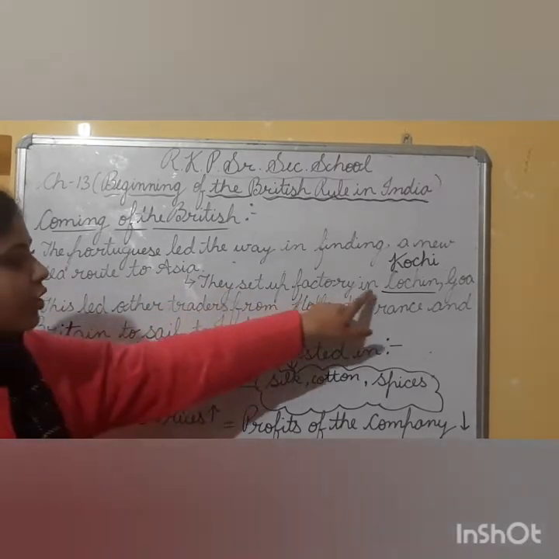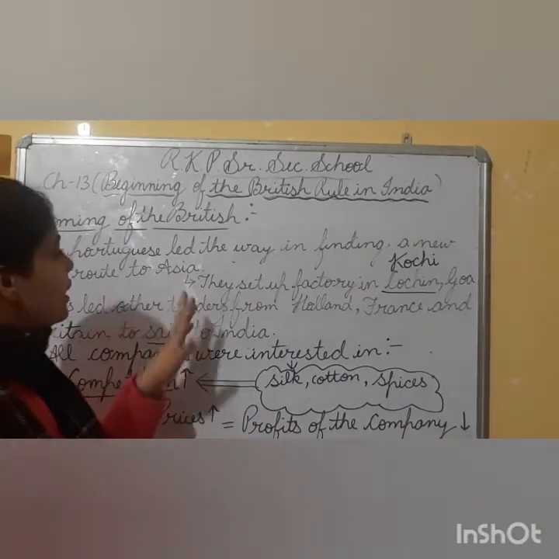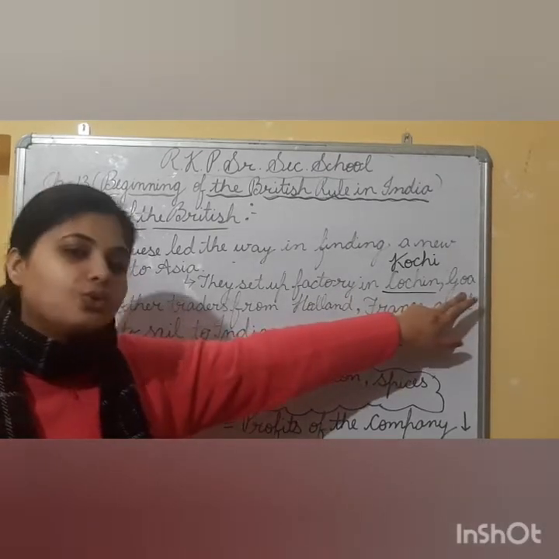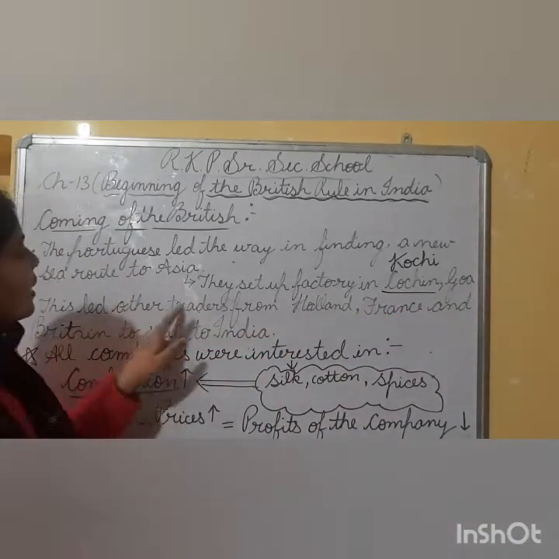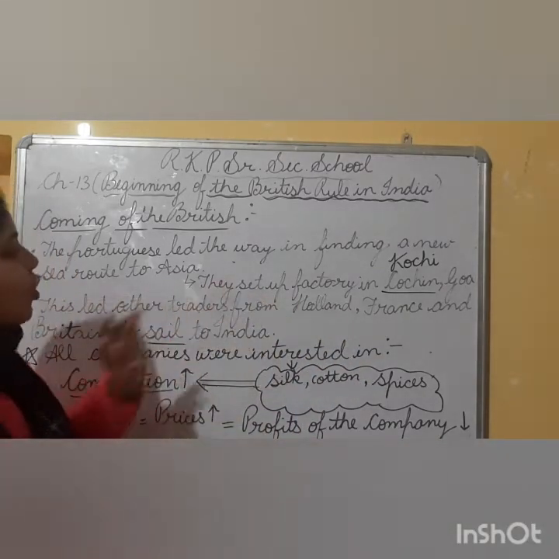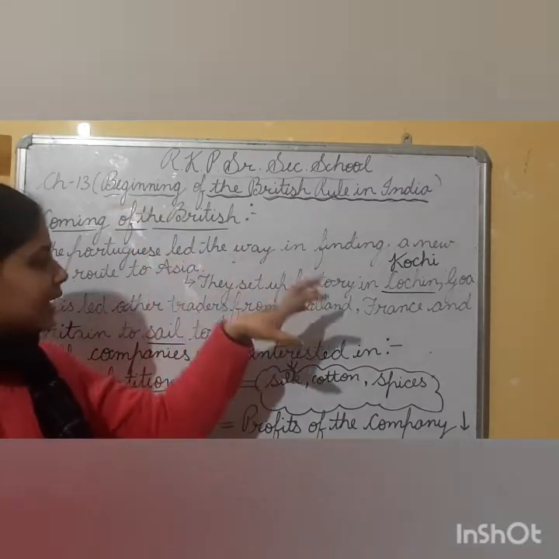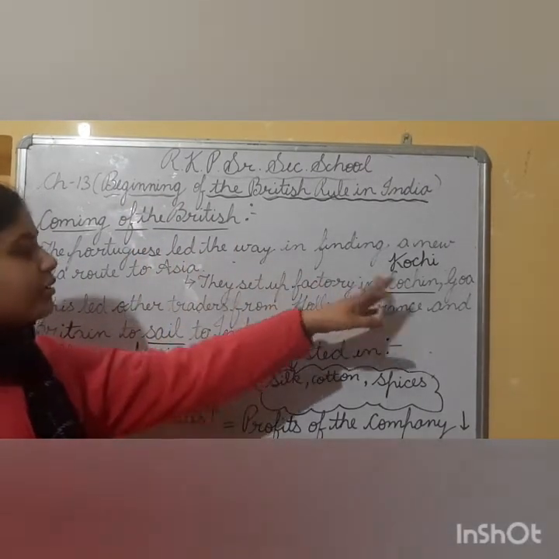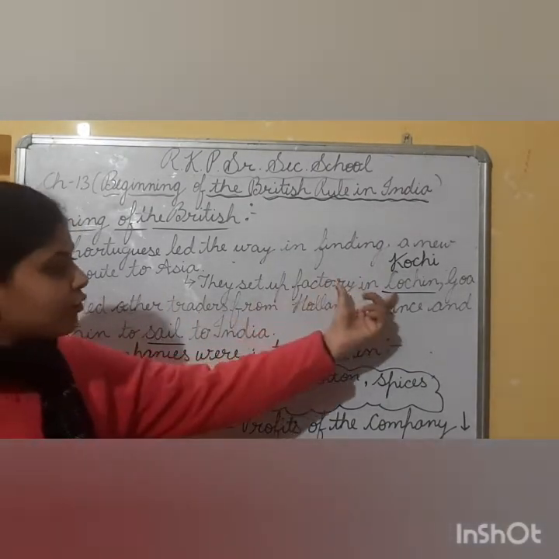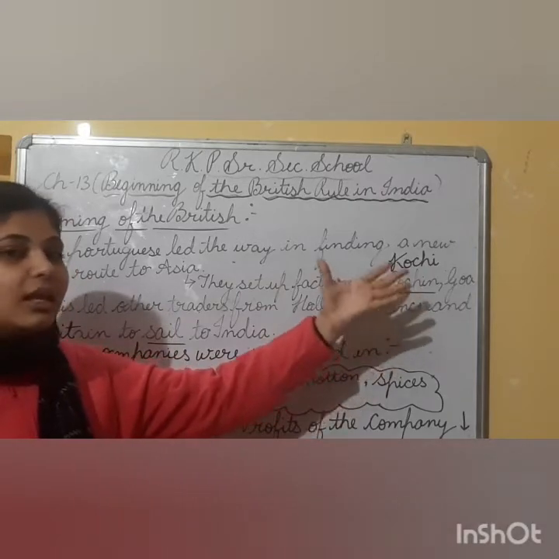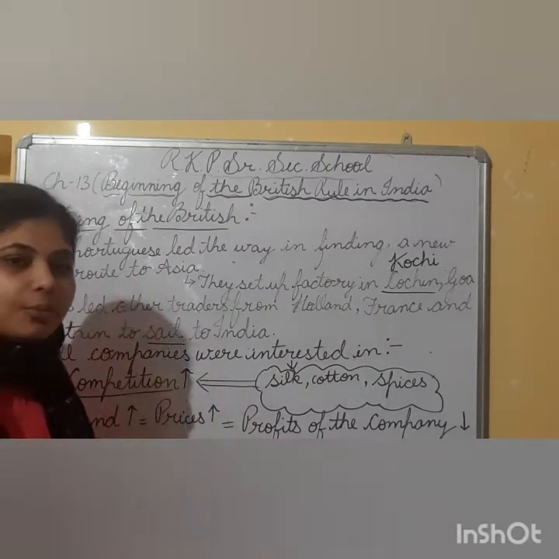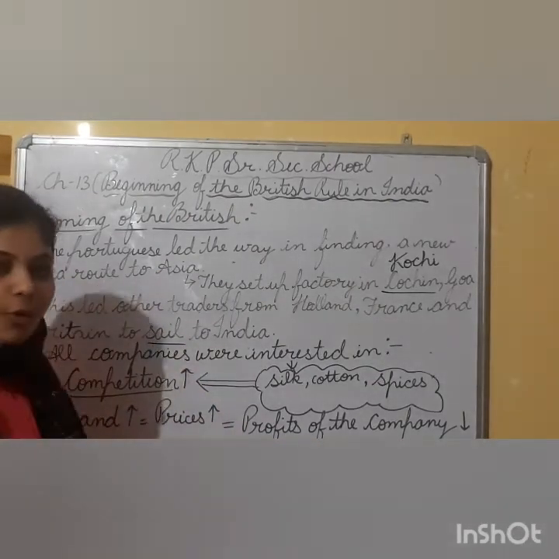They set up a factory in Cochin. After entering India, they set up a factory in Cochin, which is now known as Kochi, and in Goa also. This led other traders from Holland, France and Britain to sail to India. When they saw that the Portuguese had set up factories in Cochin and Goa, and were making a lot of profit because they bought goods from India and sold them in the European market, they earned a lot of profit because of that.